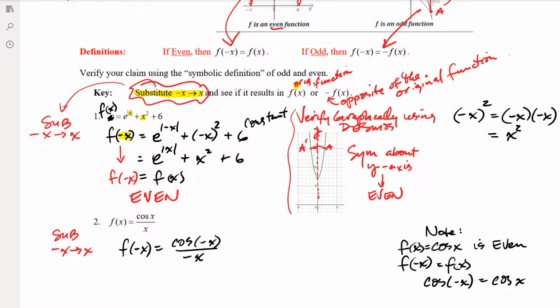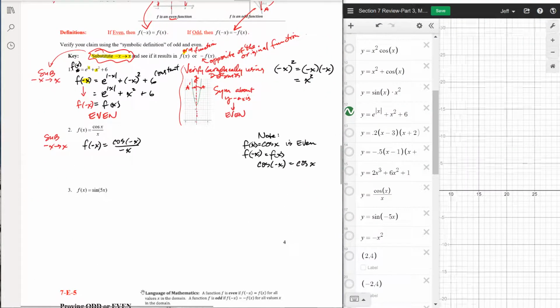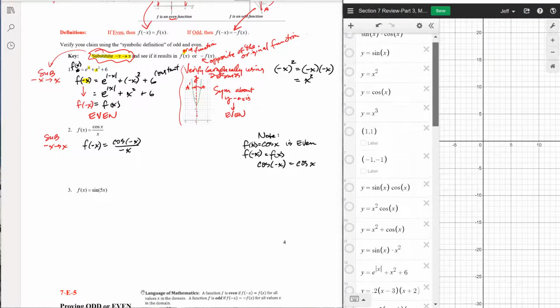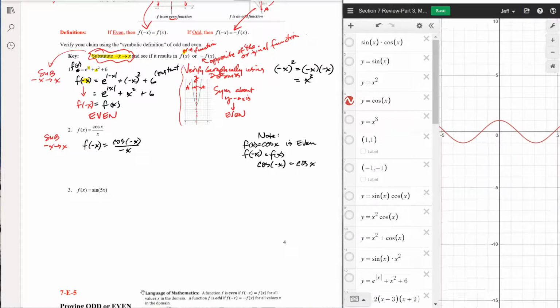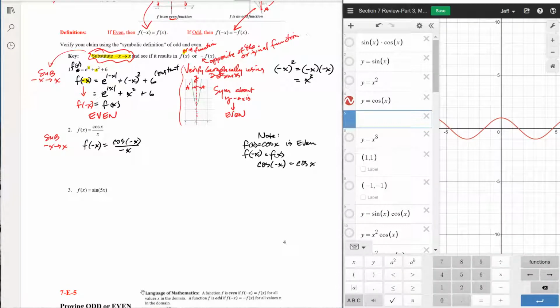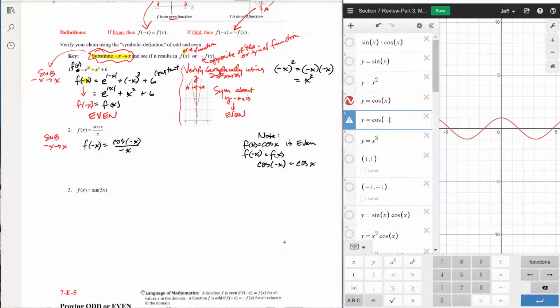And if you don't believe me, well, let's go back to Desmos. Let me type both functions in here. Let me go back to the previous function. So when in doubt, you do this. Okay, there's the cosine function right here. Now, if I type in cosine of negative x, it should be the same thing. So let's do that. Y is equal to cosine of negative x.